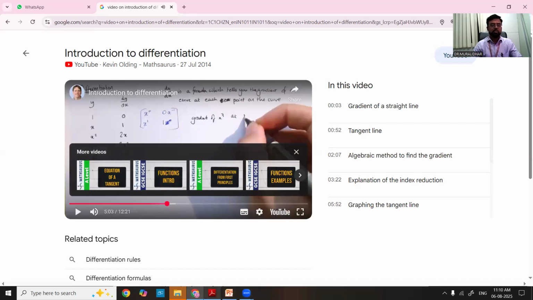It's not so clear for you, not related to us. Anyway, just a minute. So whenever they give the various methods of differentiation, okay.